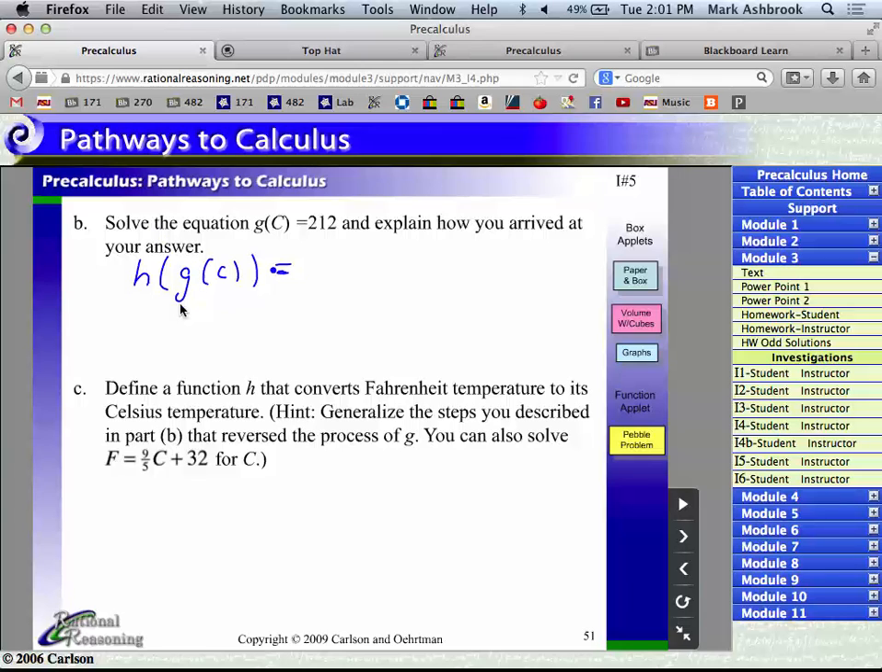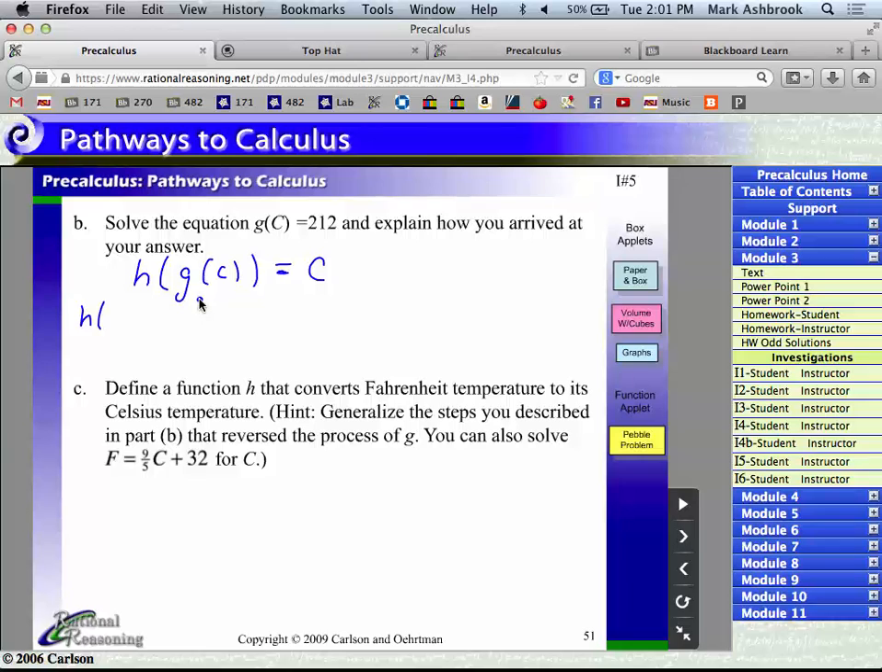So what does this equal? Not 100. I didn't put 100 in there. I'm saying any temperatures, any Celsius. What's that? The C that we put in to start with. Whatever C we put in, put it through the G process, put it through the reverse process, we should get this back.